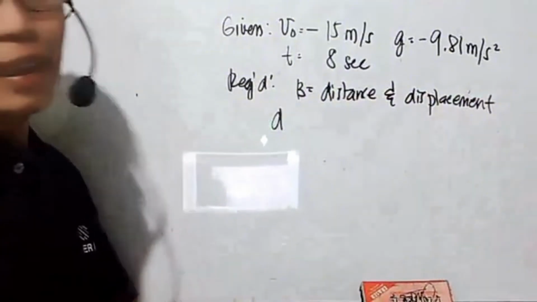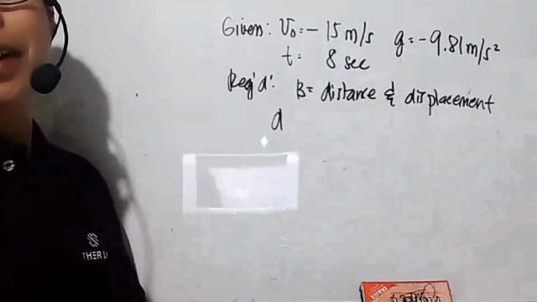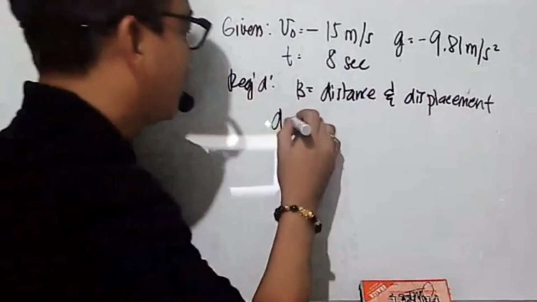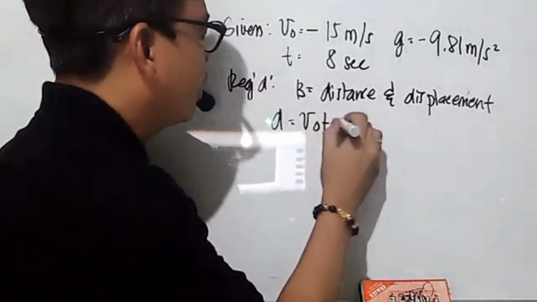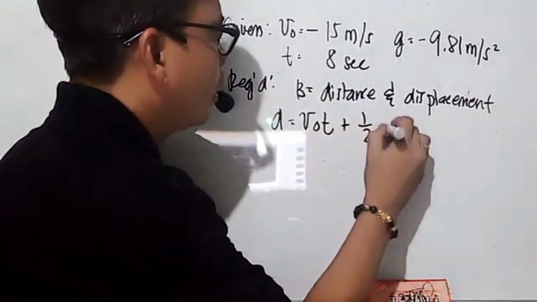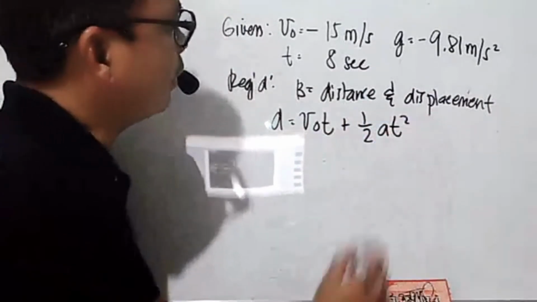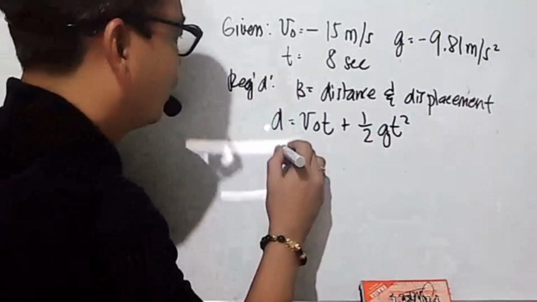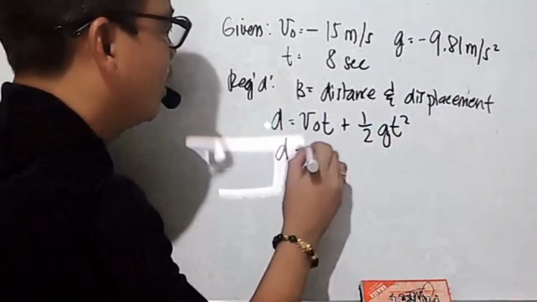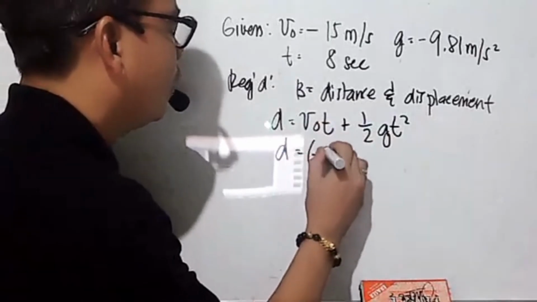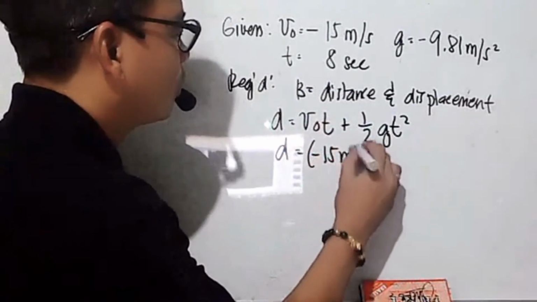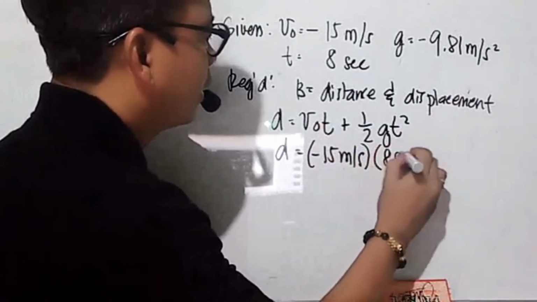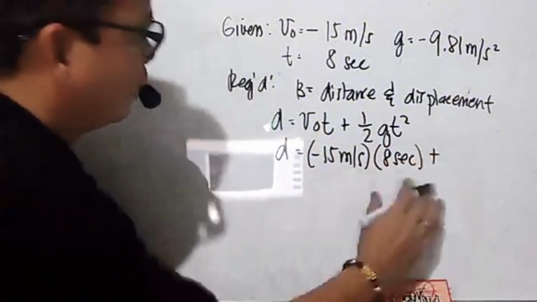Okay, so D, using our formula again. Actually, it's like the first problem. It is V0T plus 1/2 AT squared. But this time A becomes G. So solving for the distance or displacement, I think this is displacement. Your initial velocity now is negative 15 meters per second, multiplied by your time, which is 8 seconds, and then plus, I'll write it below.